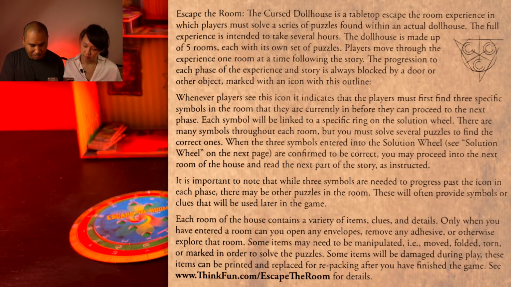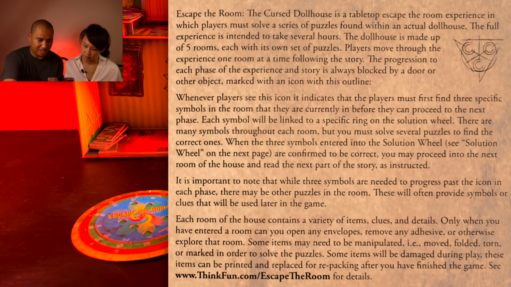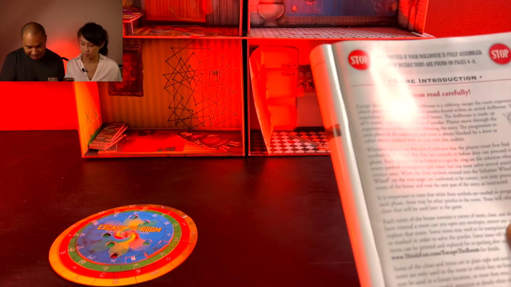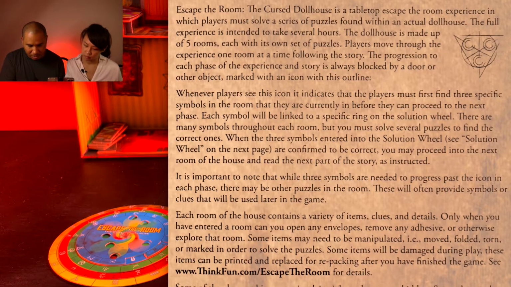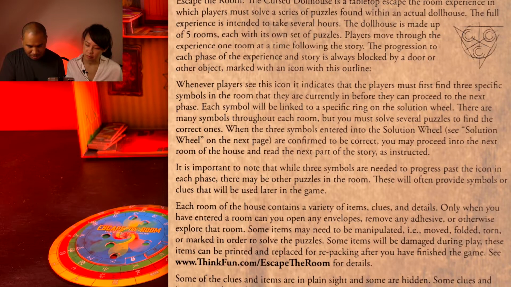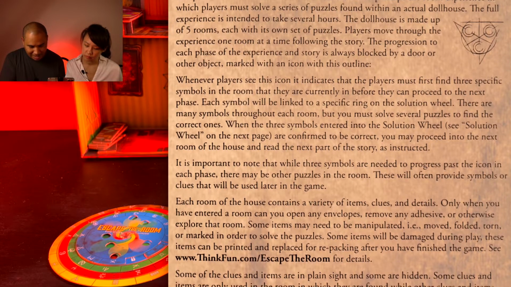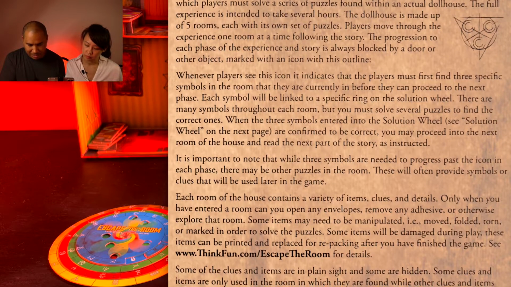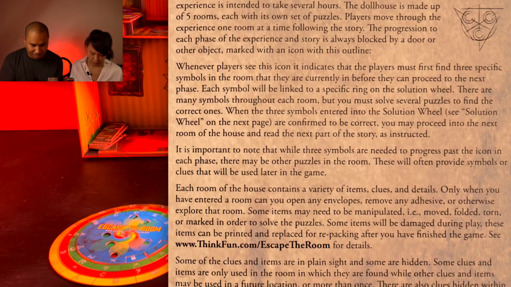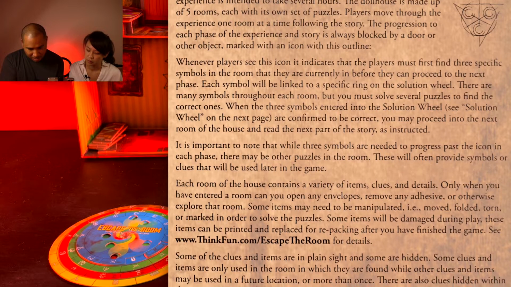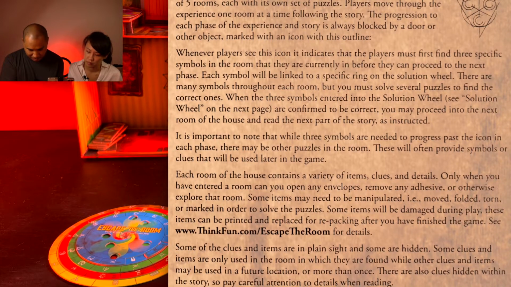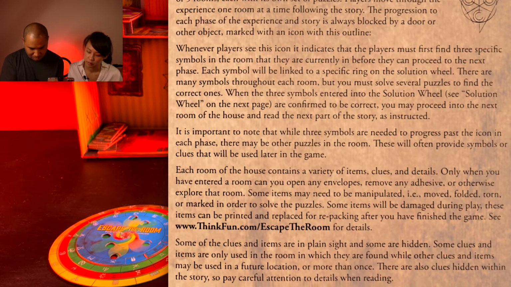Each symbol will be linked to a specific ring on the solution wheel, which we have right here. Very similar to Exit the Game. There are many symbols throughout each room, but you must solve several puzzles to find the correct ones. When the 3 symbols entered into the solution wheel, see solution wheel next page, are confirmed to be correct, you may proceed into the next room of the house and read the next part of the story as instructed. It is important to note that while 3 symbols are needed to progress past the icon in each phase, there may be other puzzles in the room. These will often provide symbols or clues that will be used later in the game.